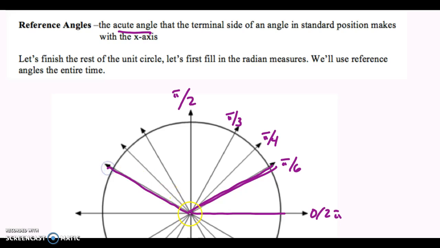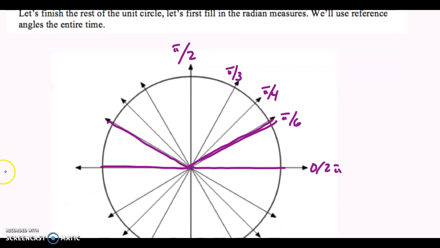This angle relates to pi over 6. If we go halfway around the circle, the entire circle is going to be 2 pi radians. Up to here is going to be pi radians. If I go from pi backwards pi over 6, I end up getting pi minus pi over 6, which is going to be 5 pi over 6. So the radian measure here is 5 pi over 6.